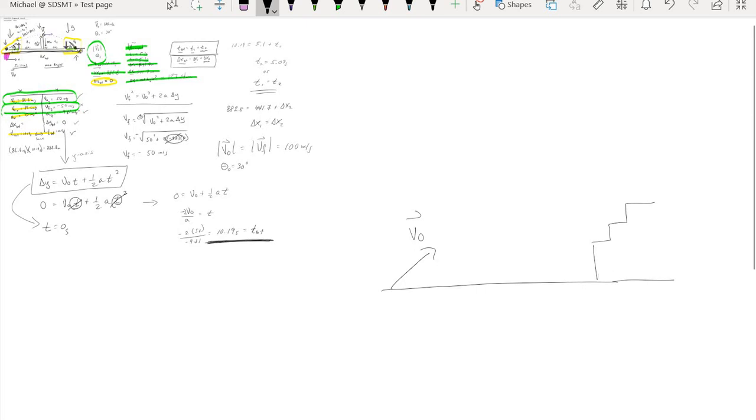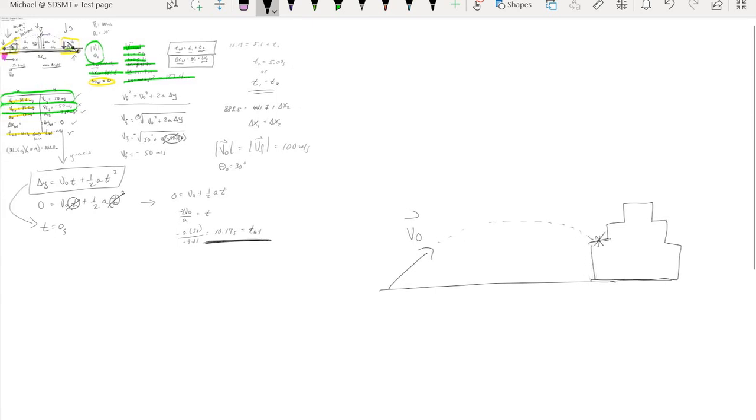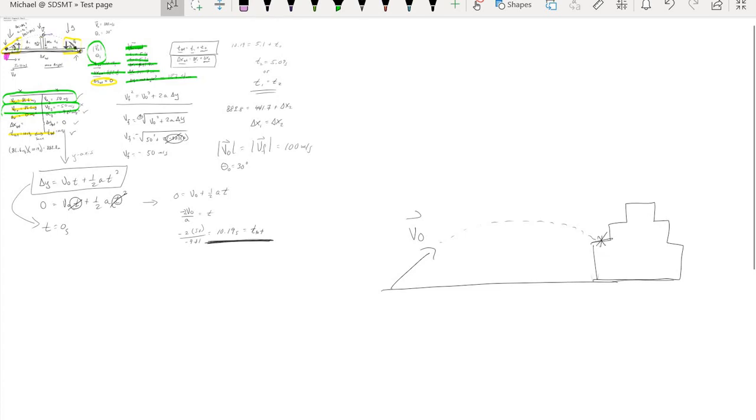So now consider that you have a cannon that you're going to fire, and you want to strike a target, like a castle. So you have your initial velocity vector, you have some initial angle theta, and you have your target, which is a certain distance away. Maybe this target is 200 meters away.